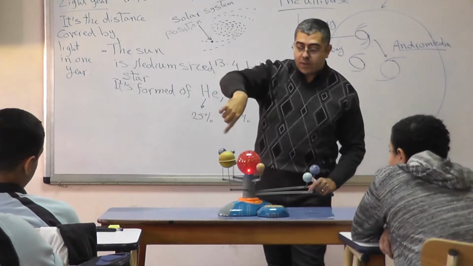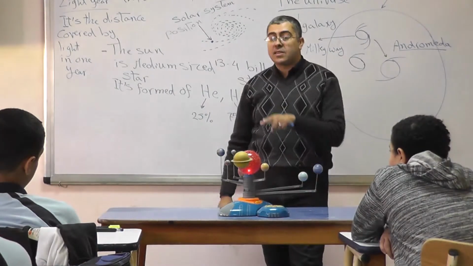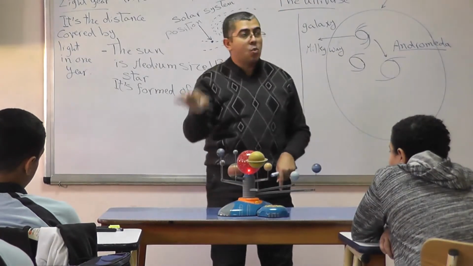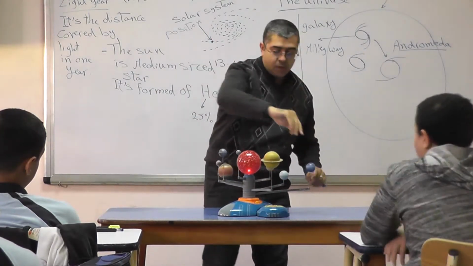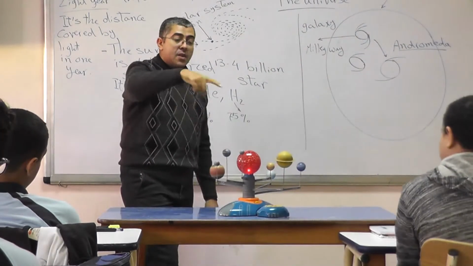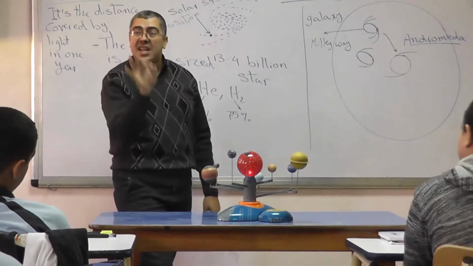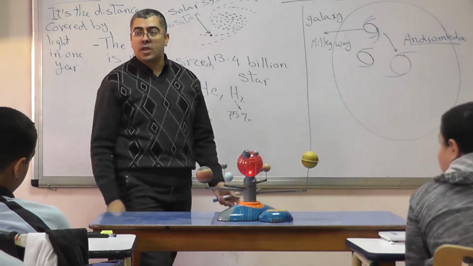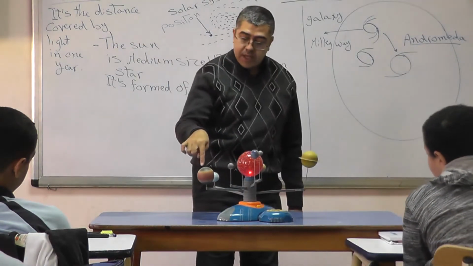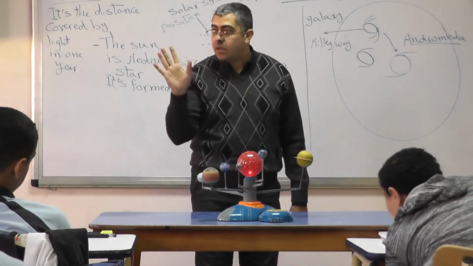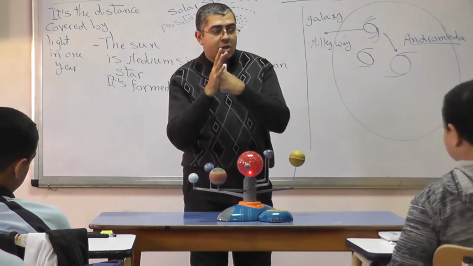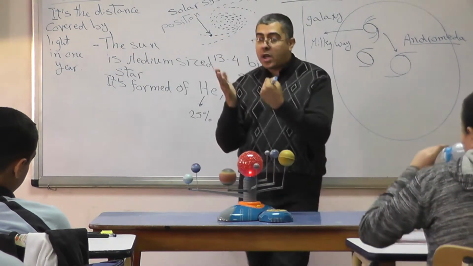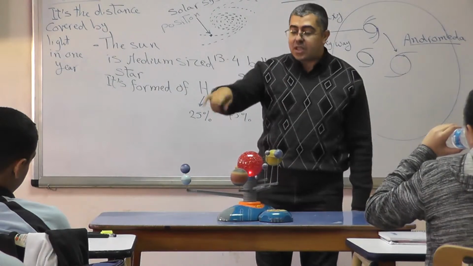So here we have the 8 planets that rotate around the sun, each one in its own orbit. It means this planet cannot crash with another one. It is impossible, because each one of them has its own orbit.